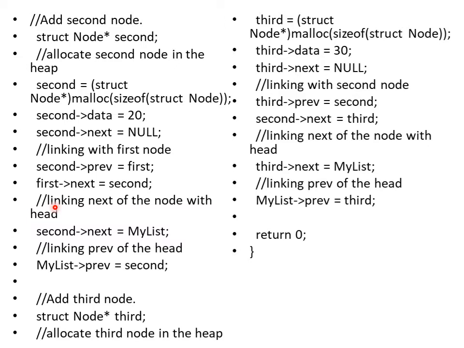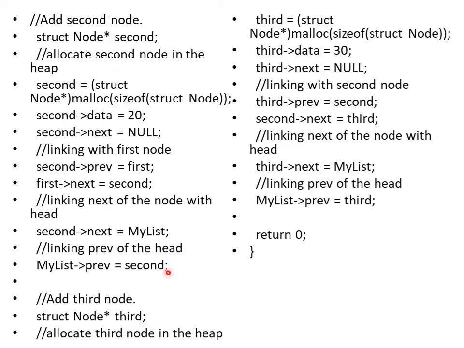After that I am linking the node with the head, that is second of next equals my list. Then I am linking the previous of the head, for that I am taking my list of prev equals second. Now I am creating another node, that is the third node. For that reason I am taking struct node third. See, this is the same pattern.